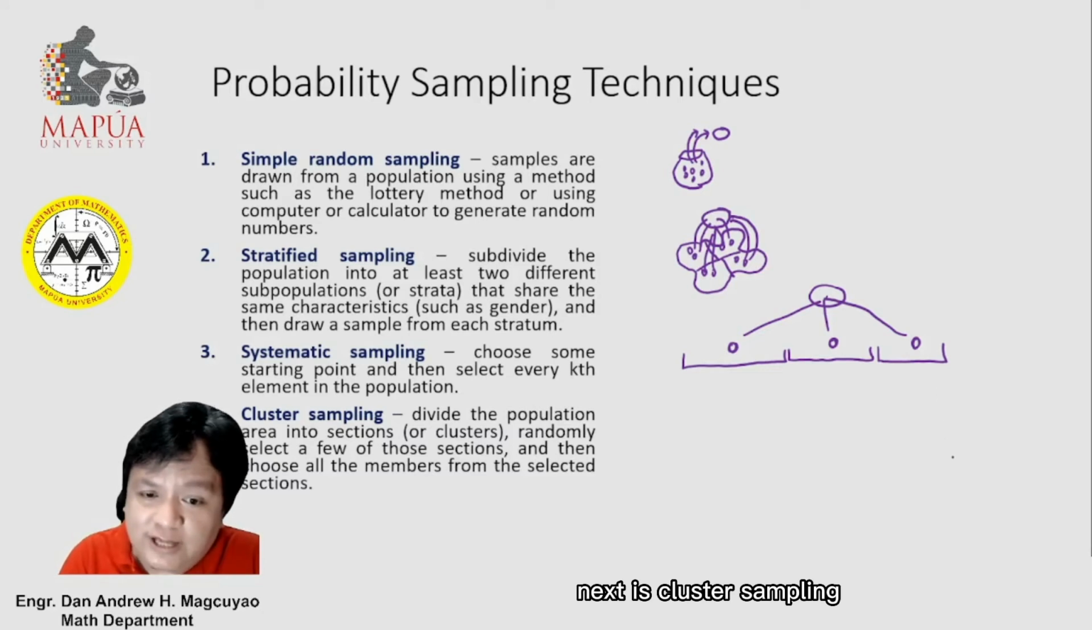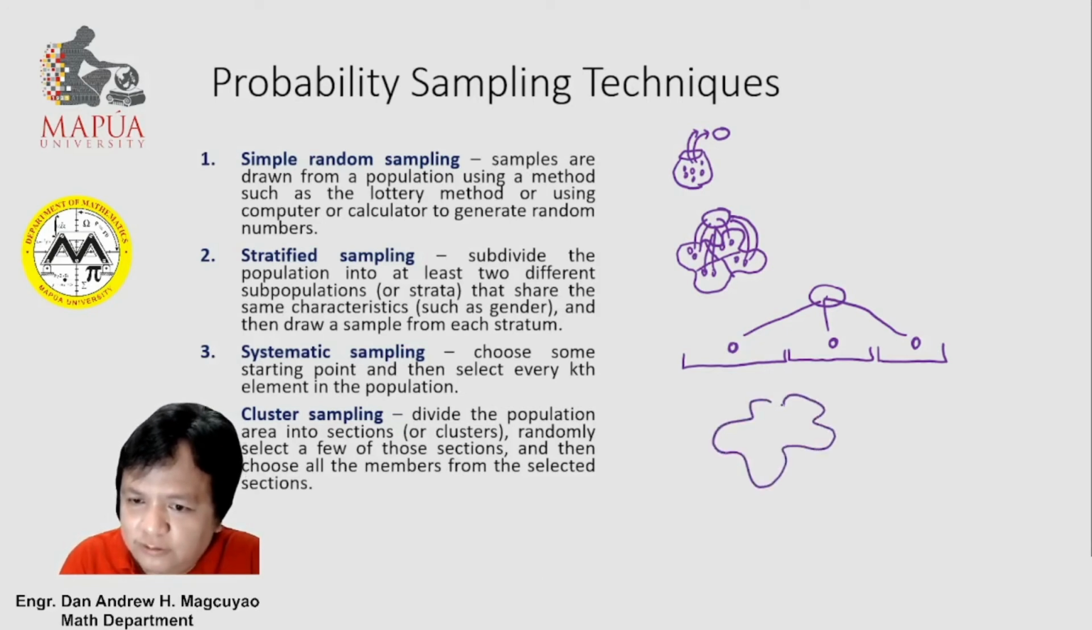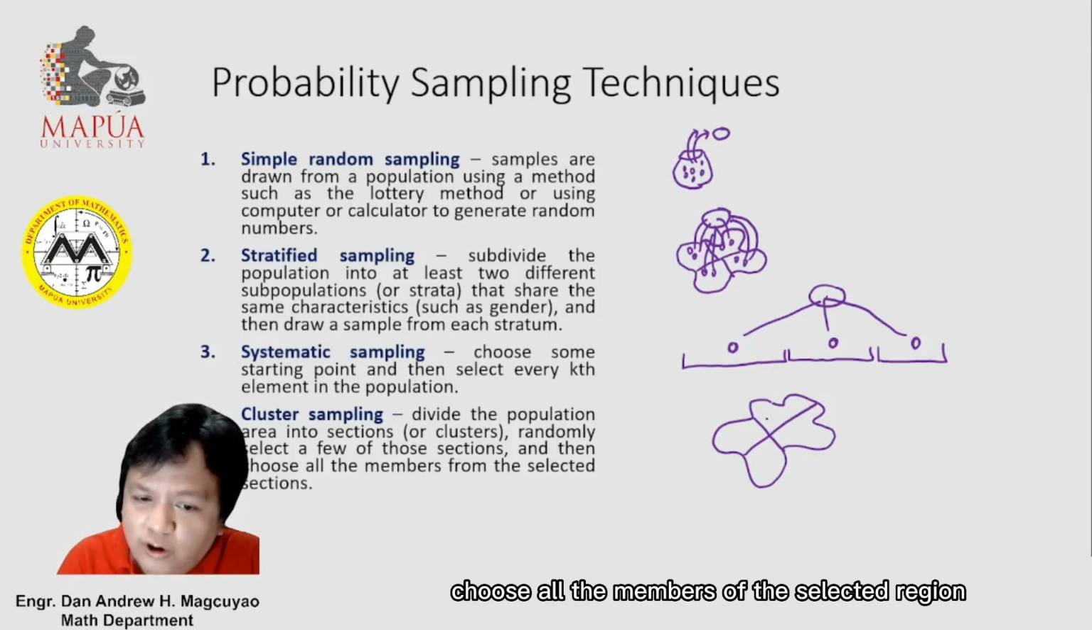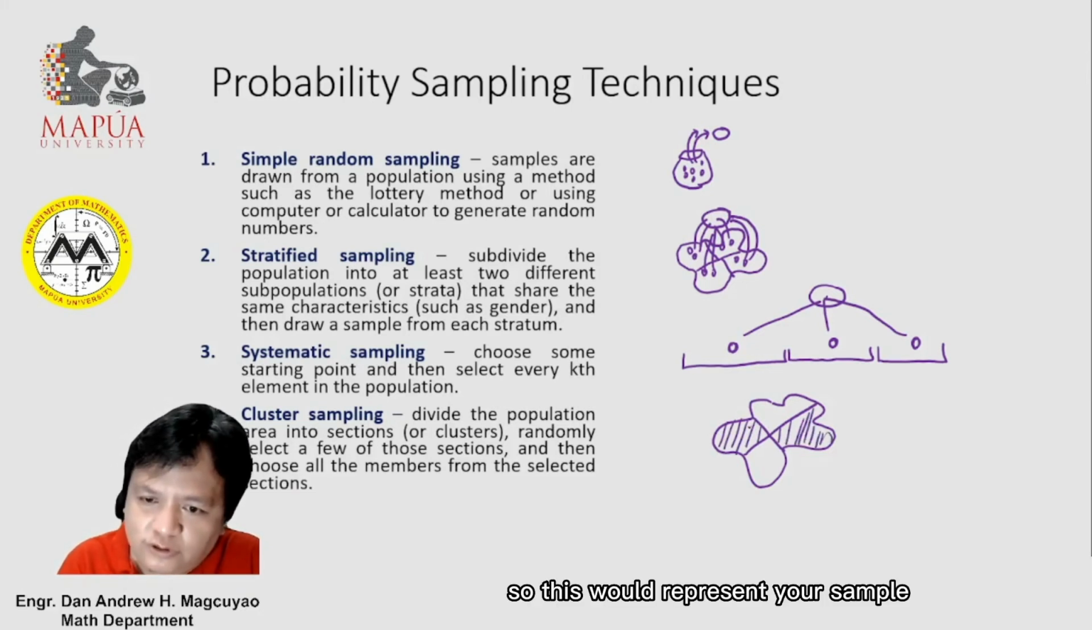Next is cluster sampling. We divide the population into sections, and so you have your population. So what we do is to divide it into clusters, and then choose all the members of the selected region. So say for example, we choose this entire region. So this would represent your sample.